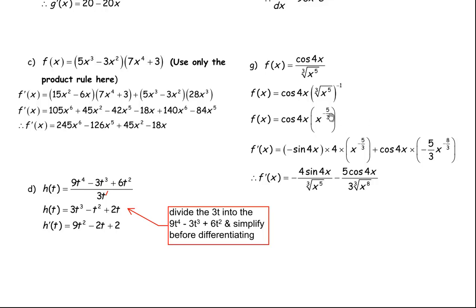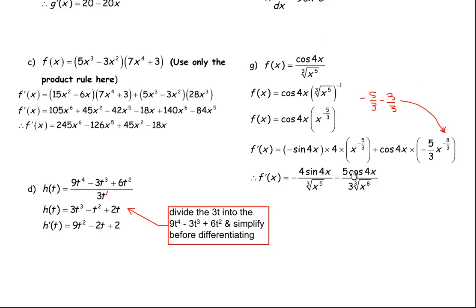And we subtract 1 from the exponent. So if you have negative 5/3, and you subtract 1, 1 is the same as 3/3. So that would give you negative 8/3, and so that's why there's a negative 8/3 right there.